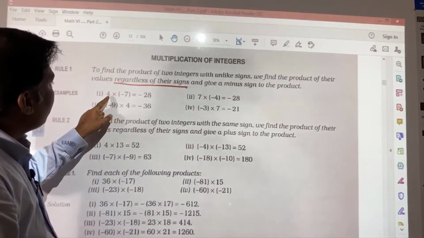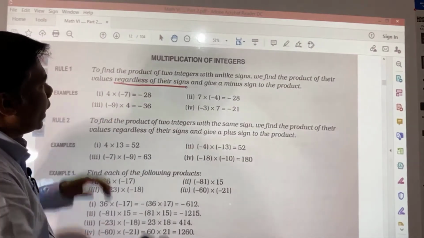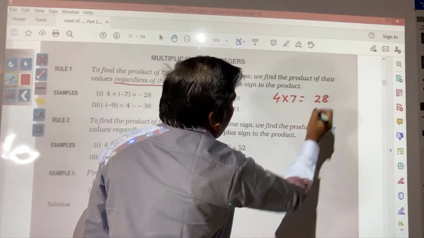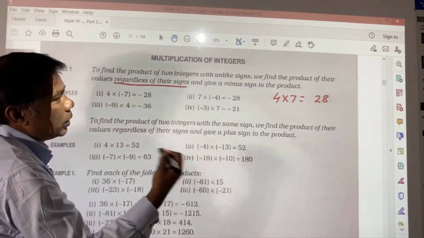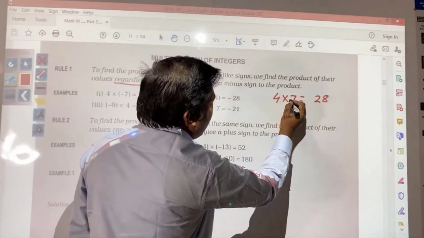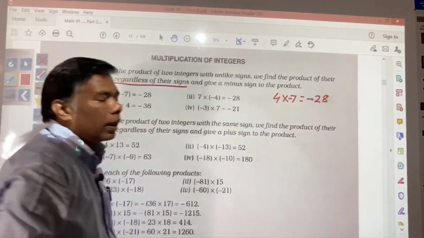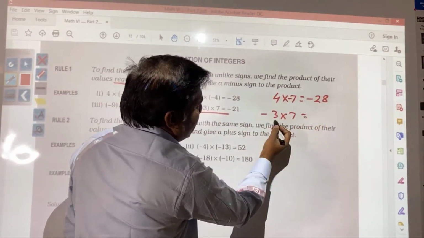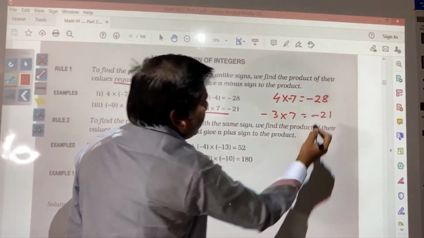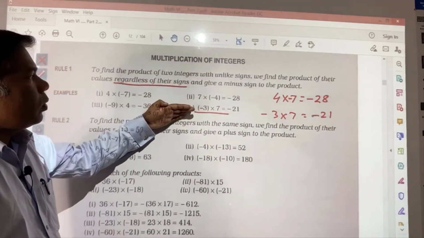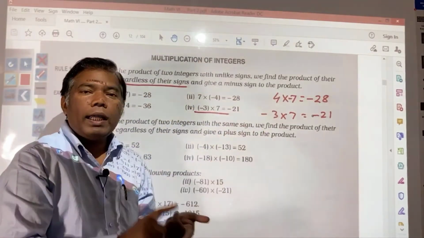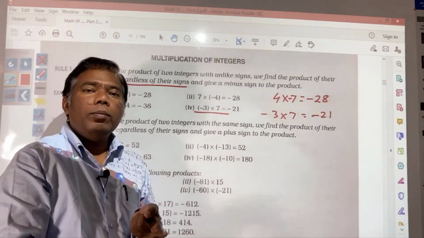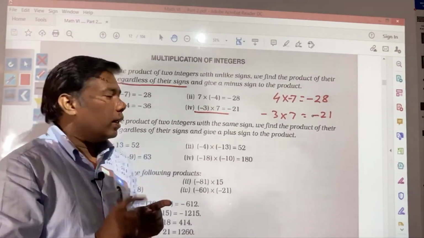So here you see the example 4 into minus 7. Just multiply as we normally do: 4 into 7 is equal to 28. Now we need to see the sign. If unlike signs are there, the product will be negative. Here you see minus 3 into 7, just multiply: 7 threes are 21 and the sign will be negative. This much only you need to remember. So what we have understood: if unlike signs are there, regardless of their signs, just multiply the numbers and the product will be negative.